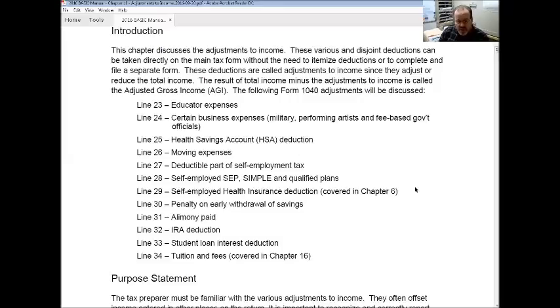And then we'll talk about tuition and fees. This is kind of an expansion of some of the stuff that we talked about in Chapter 16 with the American Opportunity Credit and the Lifetime Learning Credit, okay? So, like I said, the reading's great. You can go through all the different topics you have there, but I found this is a great chapter to teach right on the tax software. So we're going to head back there.